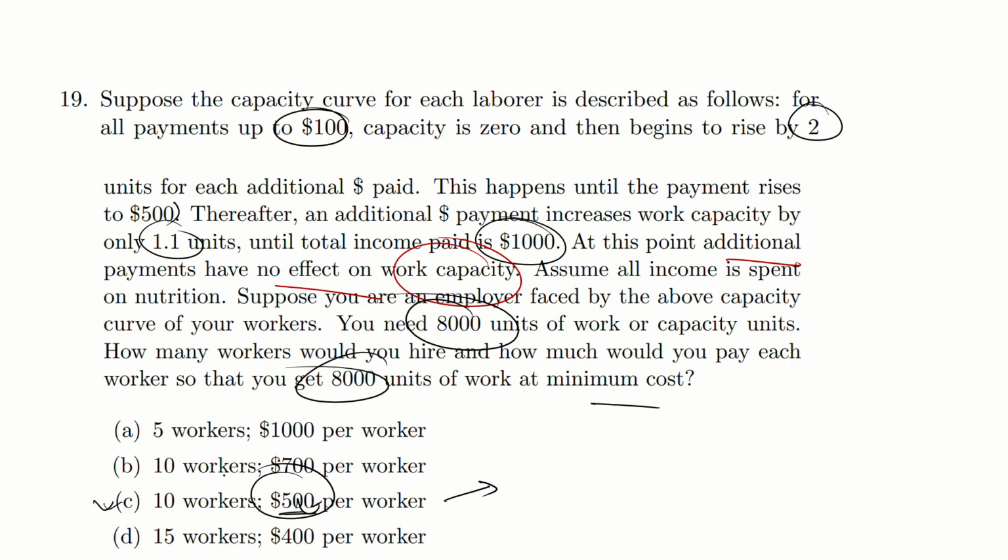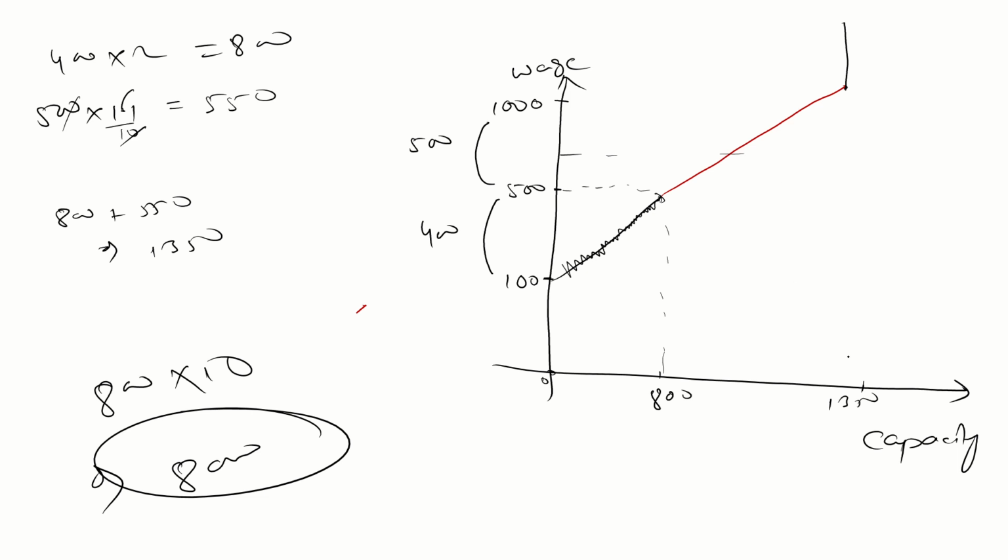If you take option B, 10 workers here also. But if you take 700, it will come to that side only. So 800 plus additional: if you take 700, the additional is 200 into 1.1, so the cost would be 7,000. But we are not focusing on 7,000 because we want exactly 8,000 of work. So option C would be the matching one.